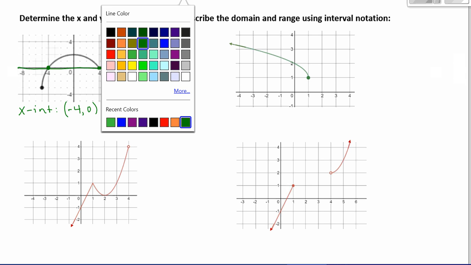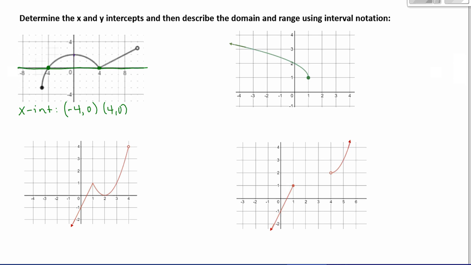All right, now we're going to do some y-intercepts. Looks like it crosses right there. That's where it crosses the y-axis. I'm going to say the y-intercept is at (0, 2).